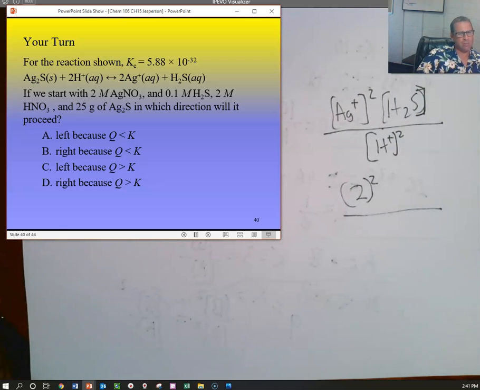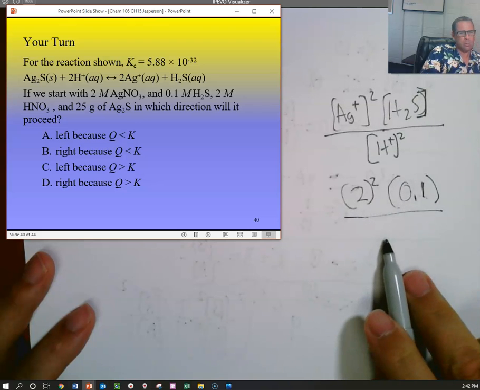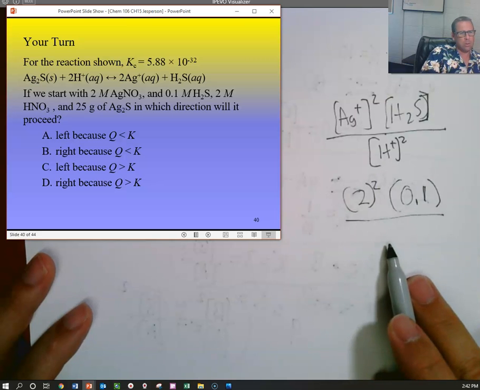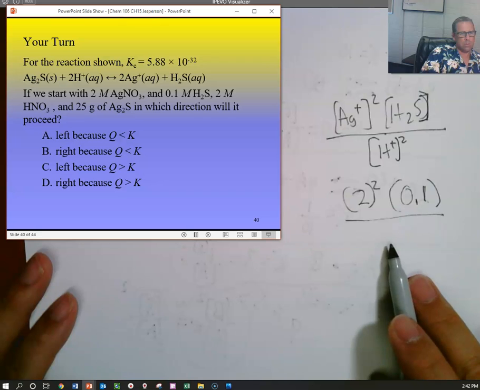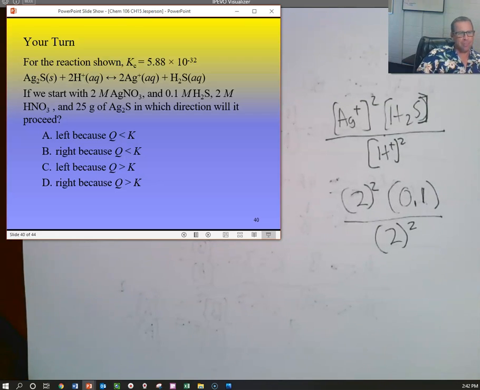What about the H2S concentration? That is 0.1 molar. Now, do we have any information about the H+ ion? They give us HNO3. Can we use that? Why can we? Do you remember what kind of chemical HNO3 is? It's a strong acid. H2S is a weak acid, but HNO3 is a strong acid. Therefore, the concentration of HNO3 is going to be equal to the concentration of H+ ion when we put it into solution.